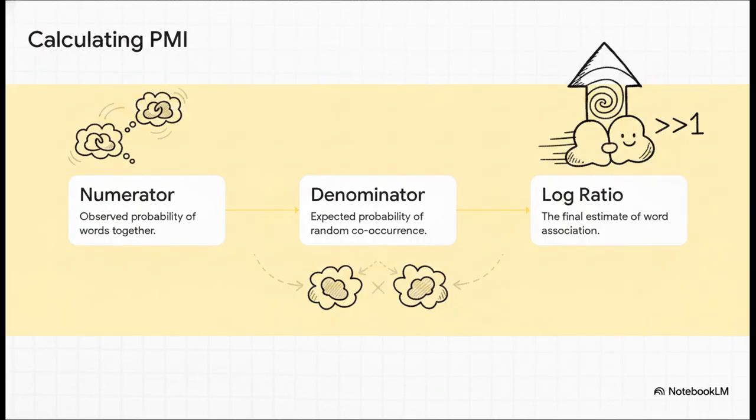Let's visually deconstruct this formula, because it's all about how the equation is balanced. Step 1, the top part, the numerator. This represents our observation. It's the probability of seeing the two words together. Step 2, the denominator, represents our independent expectation, the probability of word A multiplied by the probability of word B. This basically tells us what happens if they just randomly bump into each other. Finally, step 3, we take the base 2 logarithm of that ratio. This gives us our true estimate of association. If that ratio is way bigger than 1, they are absolutely hanging out on purpose.